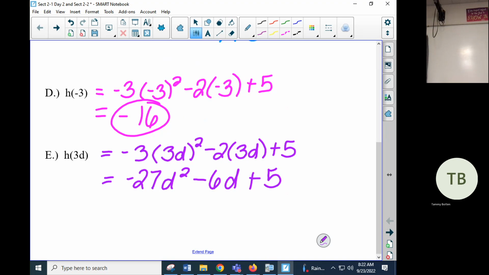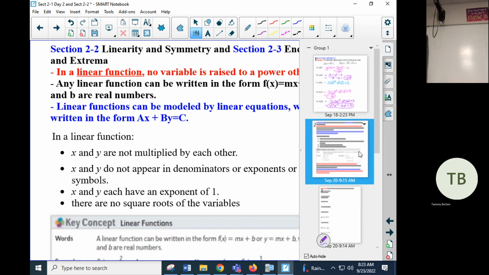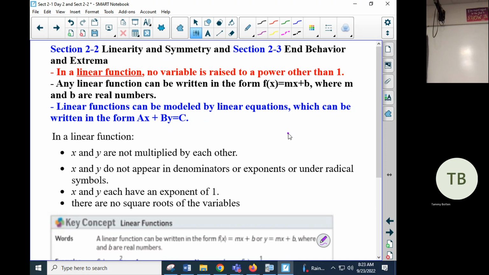Do you guys know you can't combine the D squared, the D, and the constant? So you just have to remember if they're having you put a variable in, you're going to have variables in your answer. Okay? So this whole thing is your answer. So that's kind of the ending of section 2.1.